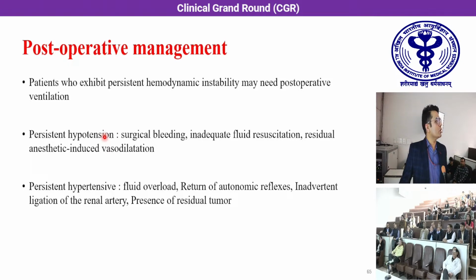Other than this, the patient can also present with persistent hypertension. Now, this can be because of fluid overload, or the return of the autonomic reflexes, inadvertent ligation of the renal artery, and the presence of a residual tumor. So you need to really discuss with your team as to what can be the possible cause in case the usual things do not work well in your patient.